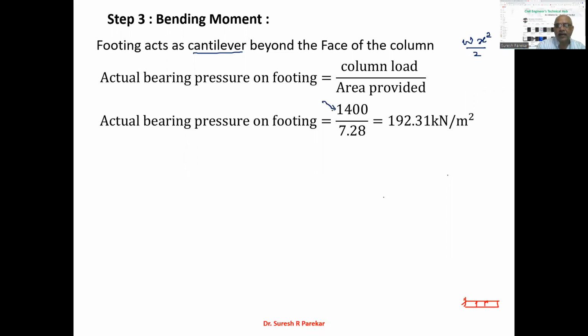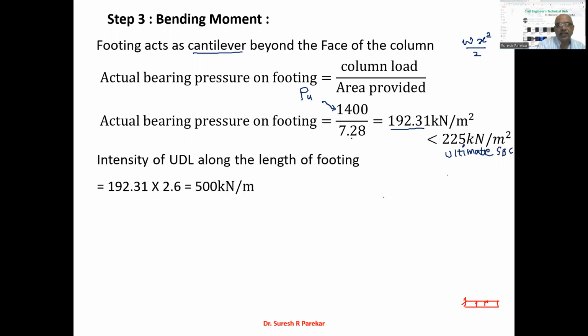Now here do not take load on footing, you have to consider the value of Pu, and by this you have to find the actual bearing pressure on footing. So we have 1400 upon 7.28, which is area provided. It gives us actual bearing pressure as 192.31 kilonewton per meter square, and this value is always less than ultimate SBC. So 225, we have this value as ultimate soil bearing capacity.